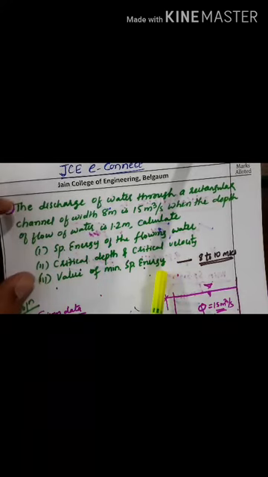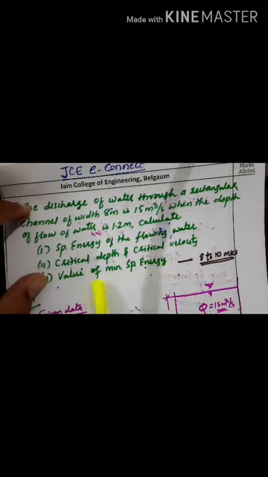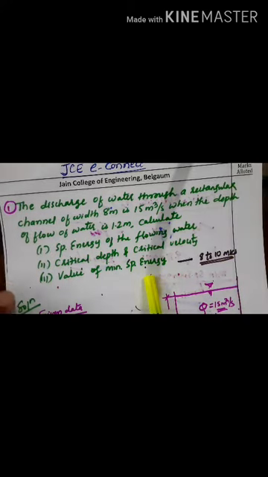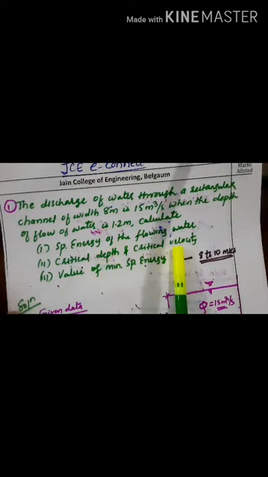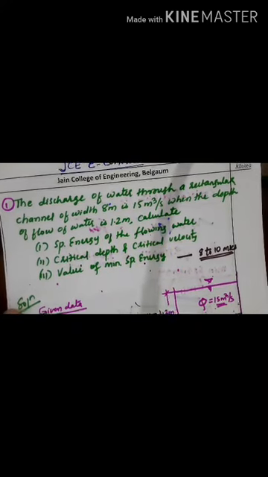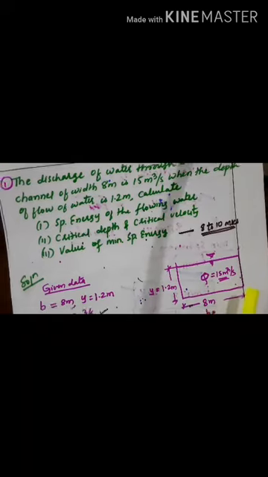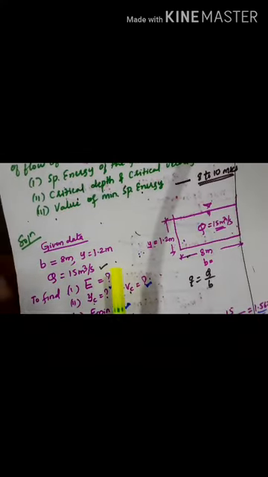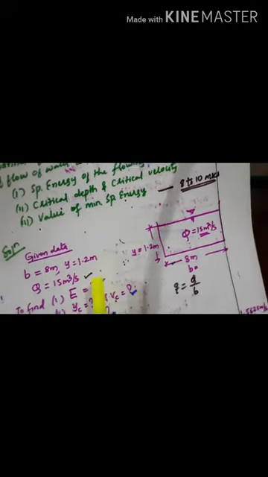This is a simple problem, but usually in university question papers this type of problem is asked for 8 to 10 marks. You can easily get 8 to 10 marks simply by remembering the conditions for critical depth, critical velocity and the minimum specific energy. First, you have to write the given data. So what data are given, you have to search.